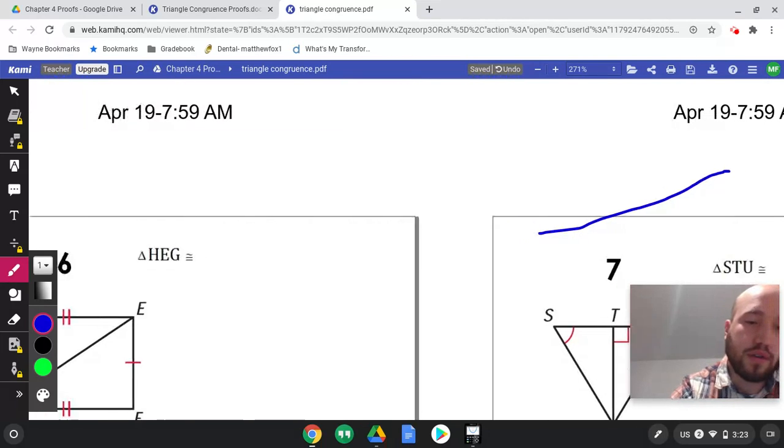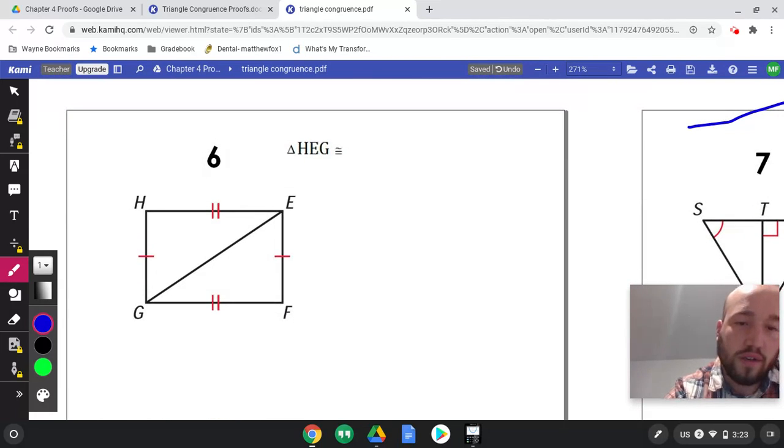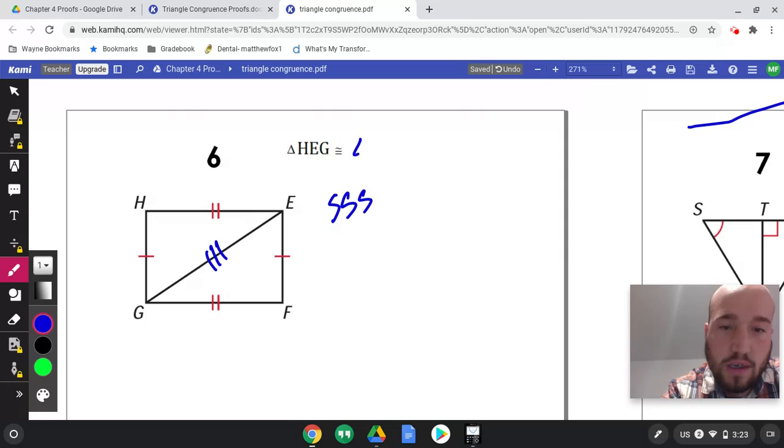Okay, so once again, we'd add that third side by reflexive property. And now it's going to be side, side, side, triangle HEG. So HEG goes over 2 and then 3. So FGE would be over 2 and then 3. So triangle FGE.